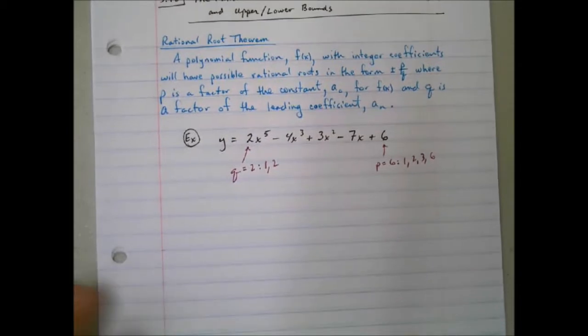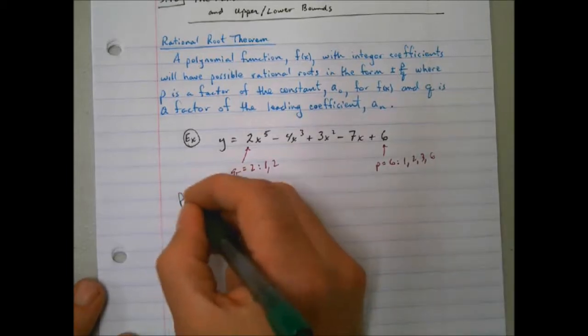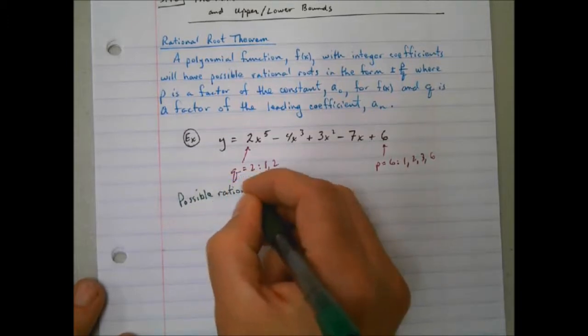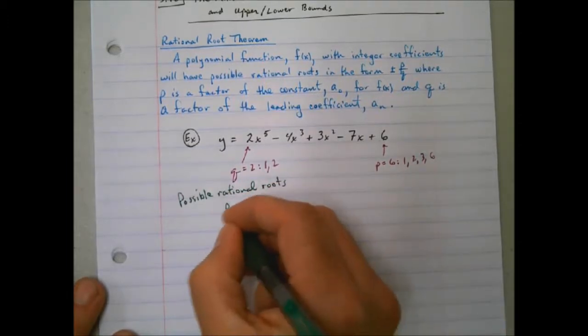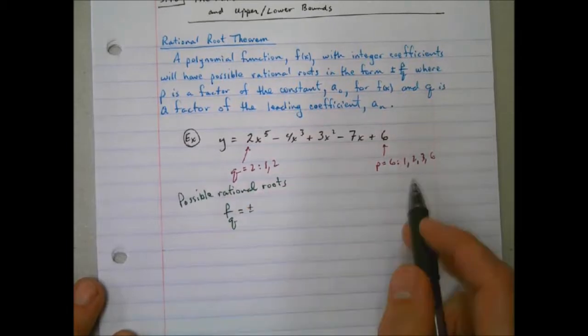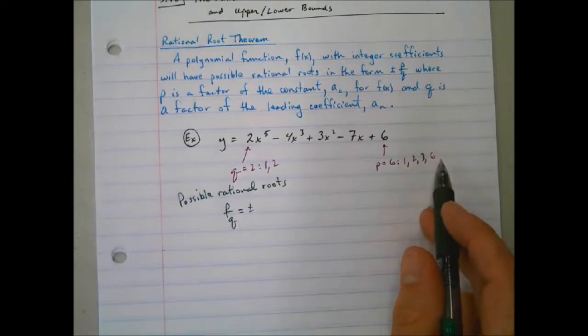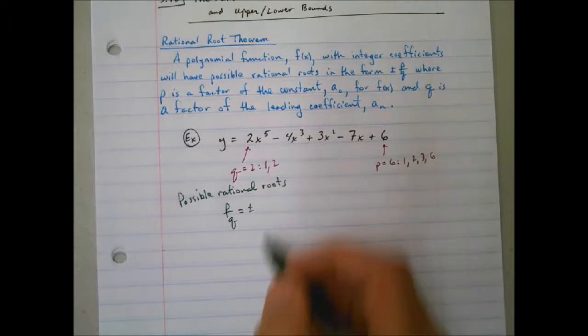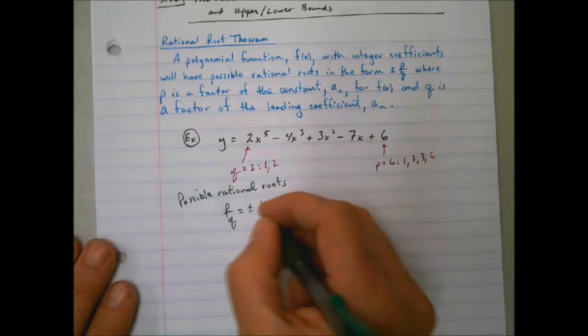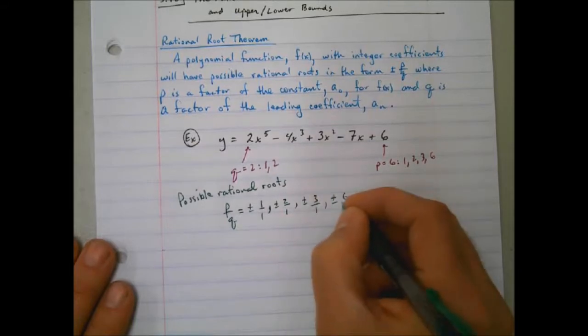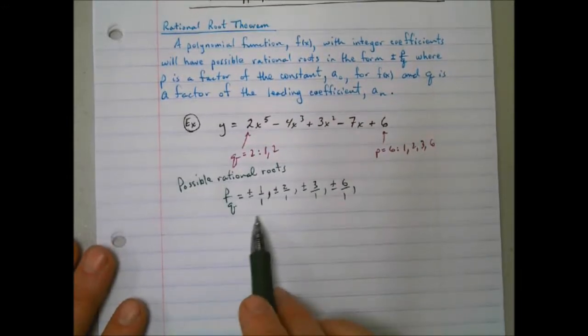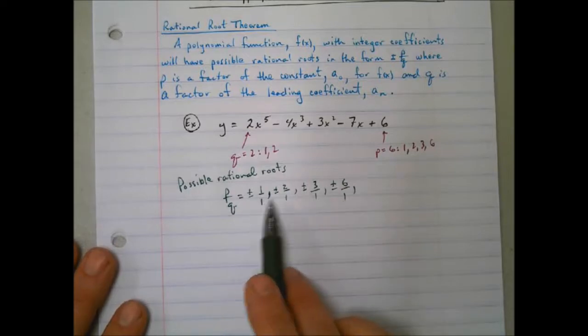So if we were to just list the possible rational roots, rational zeros, for this polynomial, we would have p over q. We've got plus and minus. Now, do this orderly, and my suggestion is do all the p factors over the 1 first. So plus and minus 1 over 1, plus and minus 2 over 1, plus and minus 3 over 1, and plus and minus 6 over 1. Now, of course, when they're over 1, it's really just the whole number. So this is probably the last time we'll actually write it as something over 1. Normally, you're probably just going to say plus and minus 1, plus and minus 2, plus and minus 3, plus and minus 6.